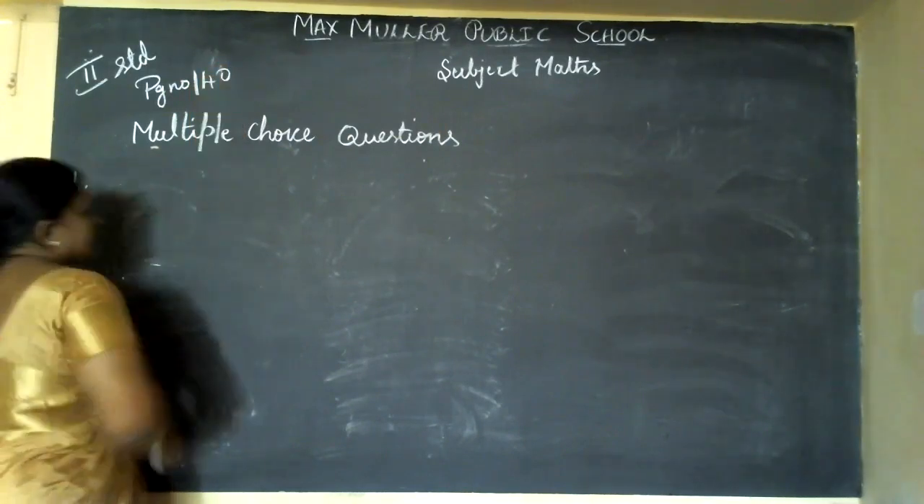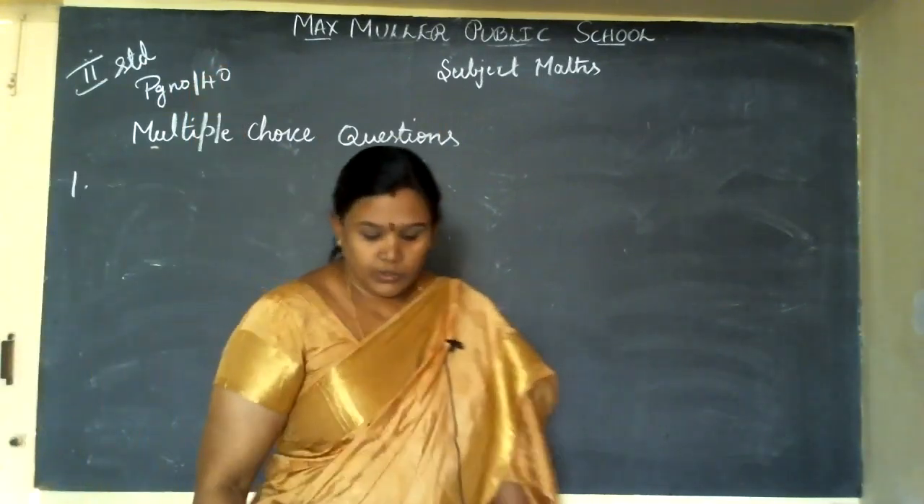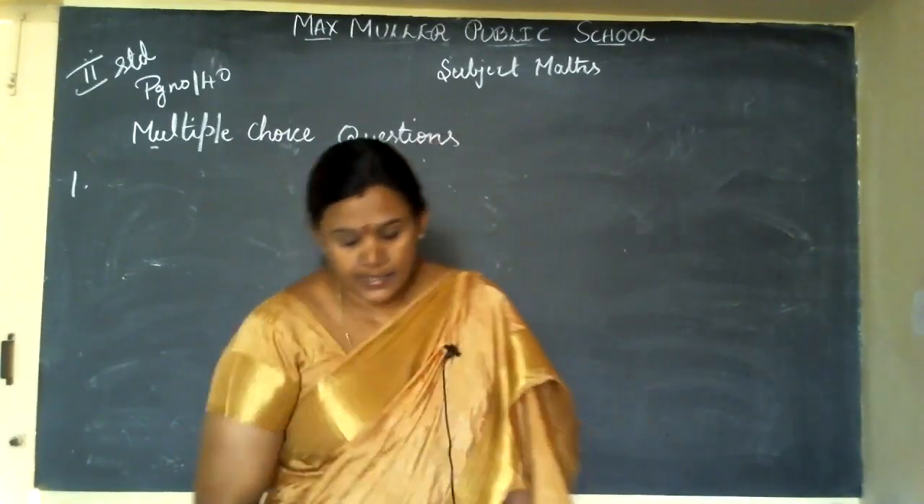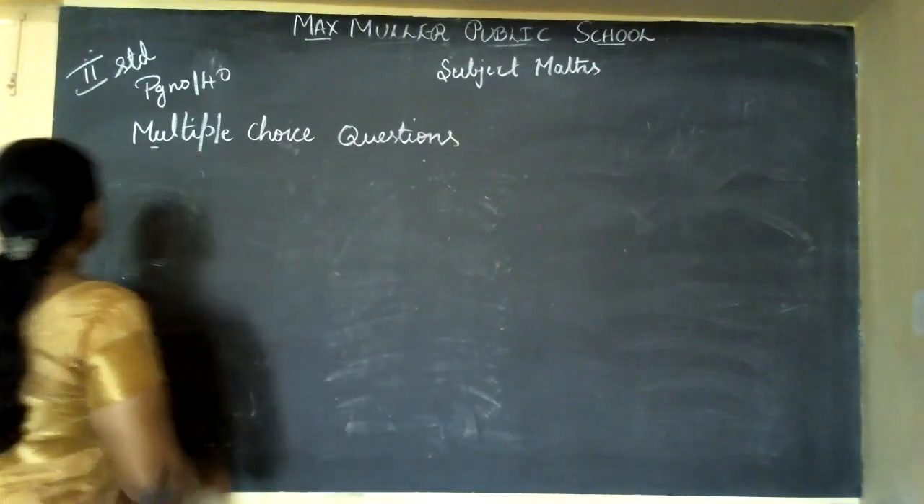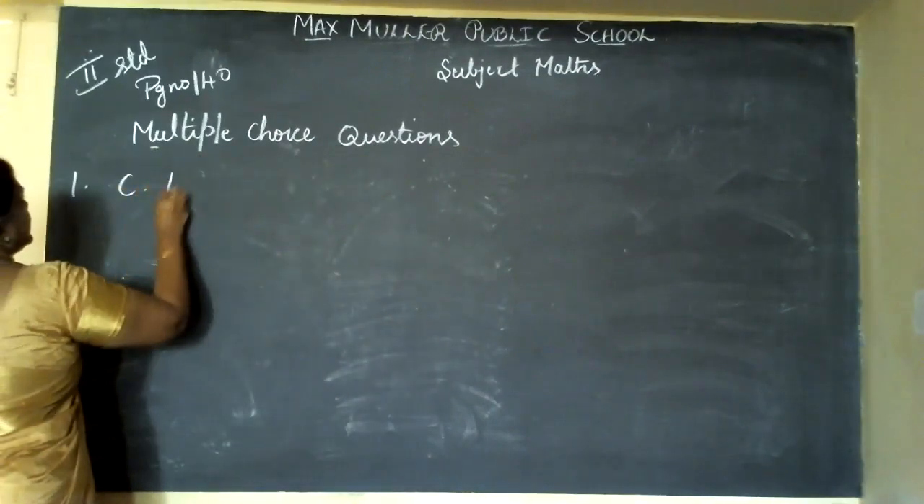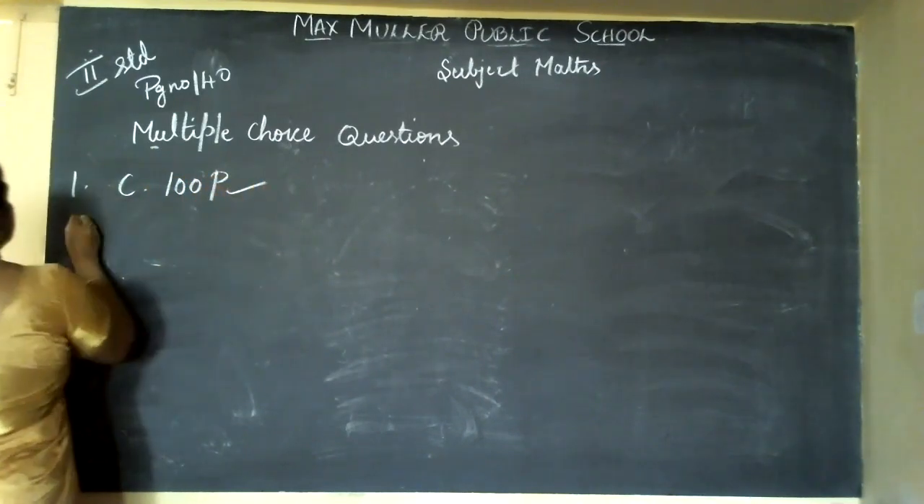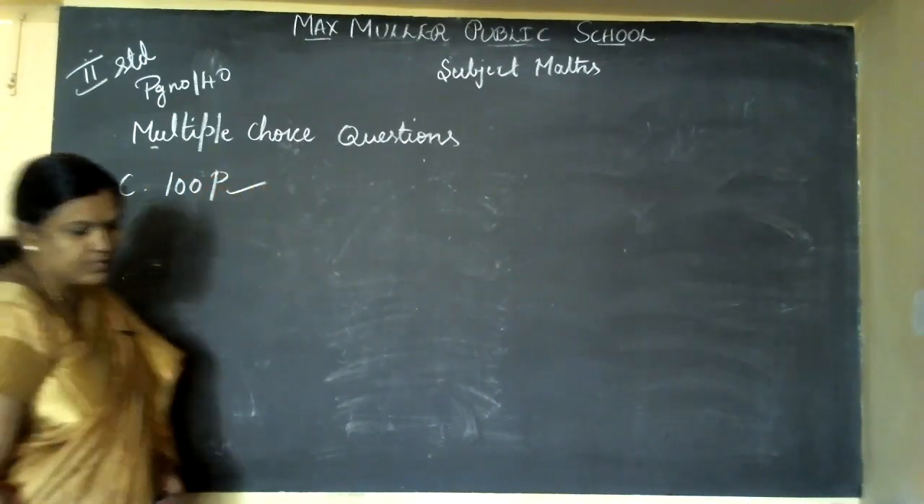First one. Only the answer I will write, children. You want to tick. See, for 1 rupee, how much paisa is there? 100 paisa. First one, C. 100 paisa you want to tick.